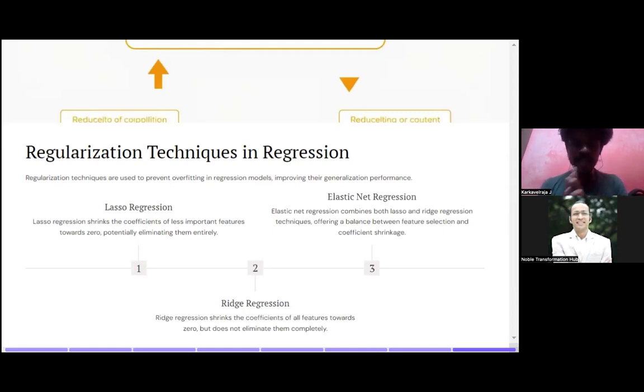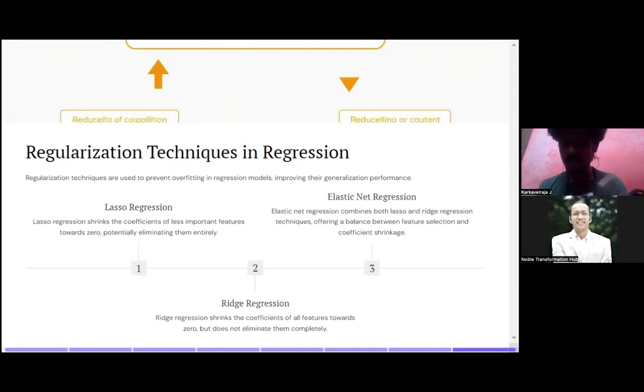Whereas elastic net regularization is a combination of both lasso and ridge, which offers a balance between feature selection and coefficient shrinkage. Lasso will eliminate the potential features which cause overfitting. Ridge will not do the elimination. Elastic net is a combination of both lasso and ridge. The other name of lasso is L1 regression. Ridge's other name is L2 regression.